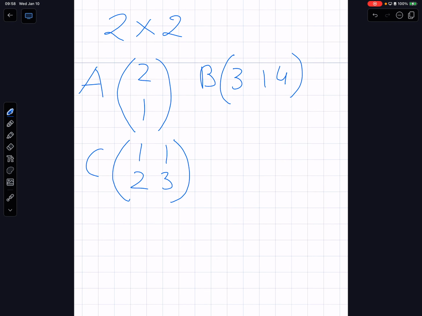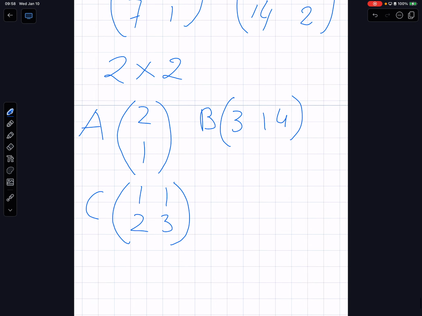All right. In order to multiply matrices, the column of the first matrix has to match the row of the matrix that it gets multiplied by. For example, you cannot multiply A with B. It's not possible to multiply A with B. They will ask you these questions.